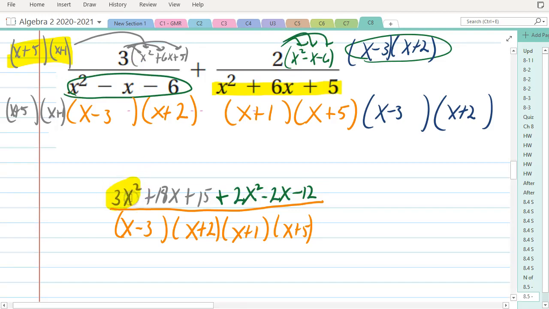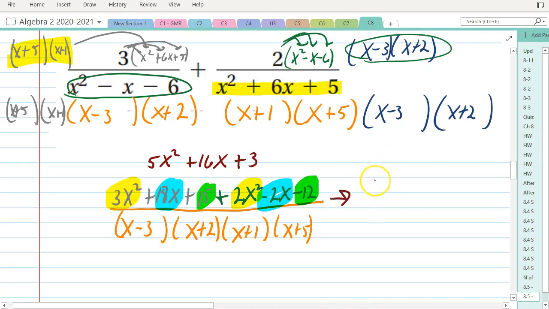I have a 3x squared and a 2x squared that can combine. I have an 18x and a negative 2x that combine. And I have a 15 and a negative 12 that combine. So what I'm going to do is combine all those. And what that gives me is 5x squared plus 16x plus 3. Then I can take this and I can factor it. So on top that gives me 5x plus 1 and x plus 3.